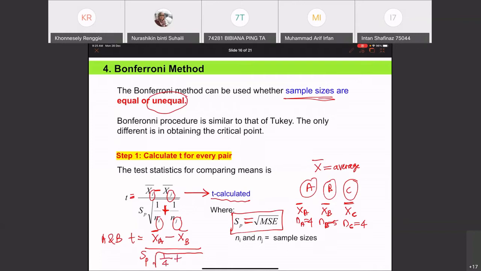And let's say NJ is for the B, which is 1 over 5. Okay, so that's what I and J means. It means the samples that you are analyzing. So if you go for B and C, after you go for A and B, or maybe A and C first, then you will change the value of the I and J. You are now referring to A and C samples, right? I hope that you understand that.